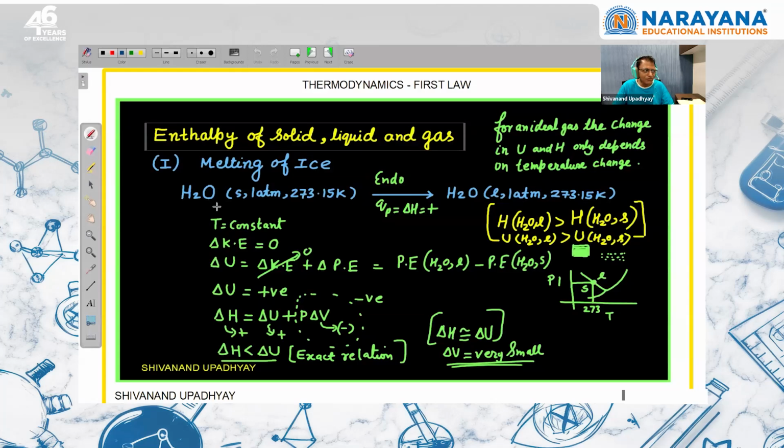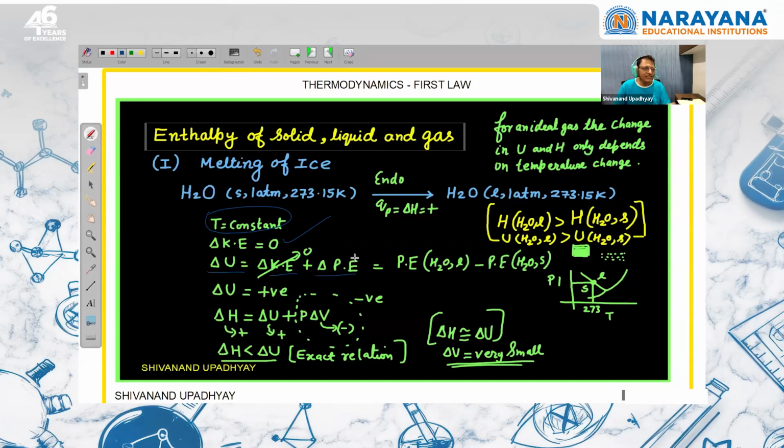If they are asking what are the different things we can say about this process, we have already discussed that temperature is constant. So the change in kinetic energy will be zero. The change in internal energy is the change in kinetic energy plus the change in potential energy. The change in kinetic energy is zero, so the change in internal energy is equal to the change in potential energy.